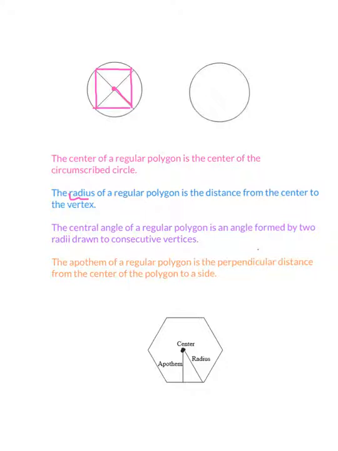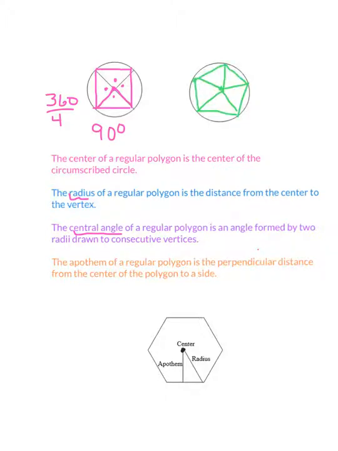The central angle of a regular polygon is an angle formed by two radii drawn to consecutive vertices. So I have one radius that I've already drawn, this is the other one. So that makes this a central angle right here. In this case, it's a four-sided figure. I actually have four central angles. So I know the circle has a total measurement of 360 degrees. If I divide that by four central angles, I know that each central angle is 90 degrees.